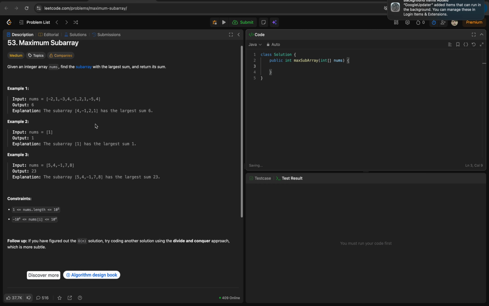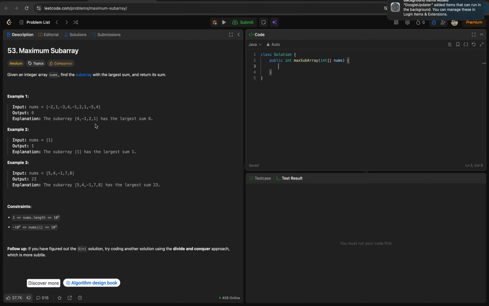Next, coming to the optimal solution, for this we have Kadane's algorithm. So what we do is, the intuition is that whenever we find an element, we check if it is beneficial to keep it in the subarray or not. For example, initially let's say the max sum is 0.